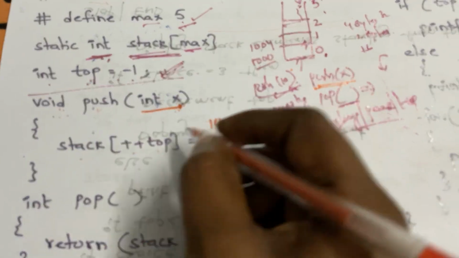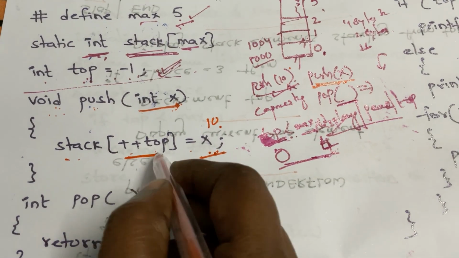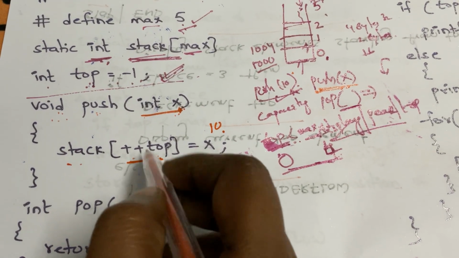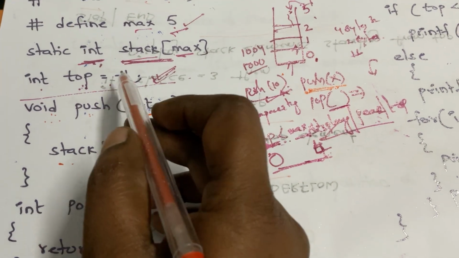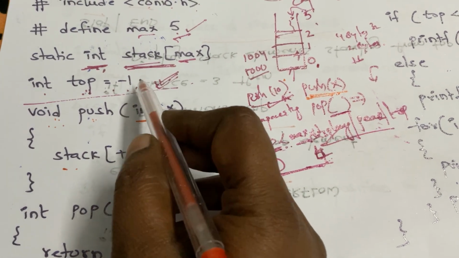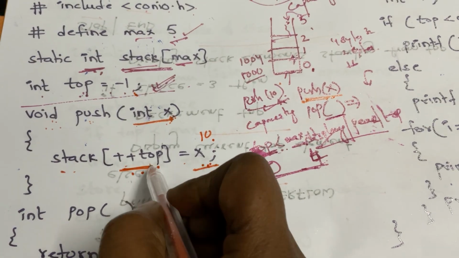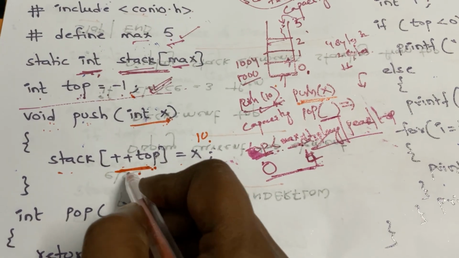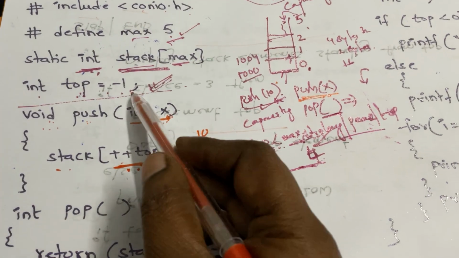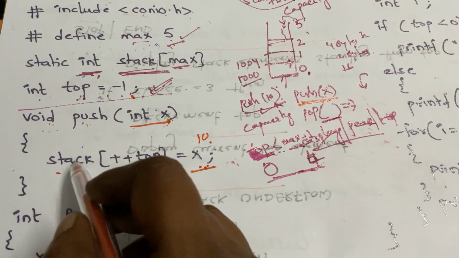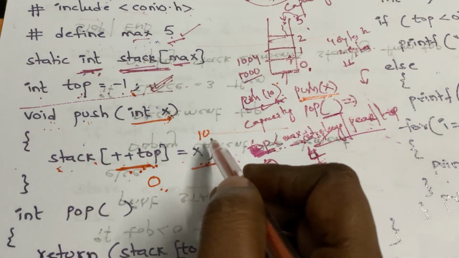Where will x be placed? Stack[++top]. What is ++top? We are pre-incrementing it. That means initially it is -1, correct? Now when I execute this statement, ++top becomes 0. Correct? -1 plus 1 is 0. That means stack[0] is equal to 10.